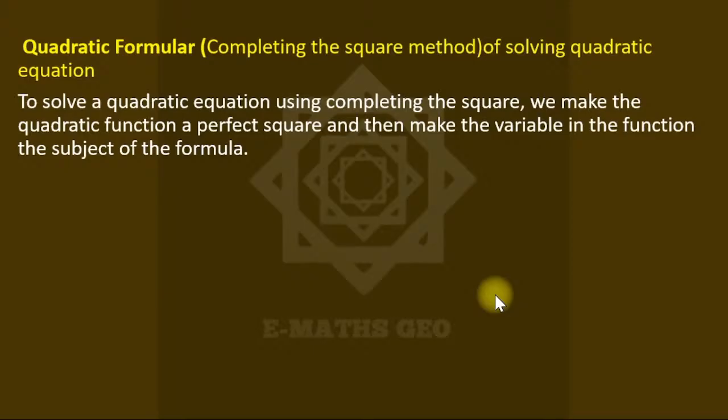Okay, now let's move to completing the square, like proving the quadratic formula. Now, if you check from this right up, to solve a quadratic equation using completing the square will make the quadratic function a perfect square. Do you see? That's why I had to treat that, making a quadratic function a perfect square. Then we solve for the variable. You know, the unknown there is the variable, which is x. So how do you do it?